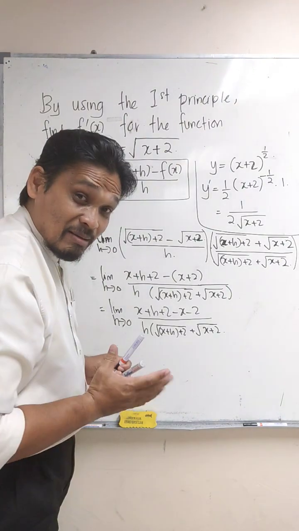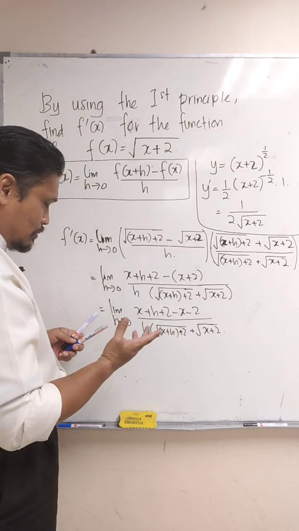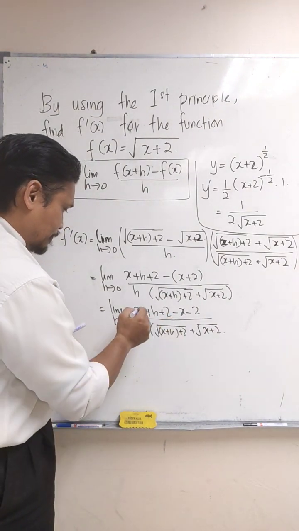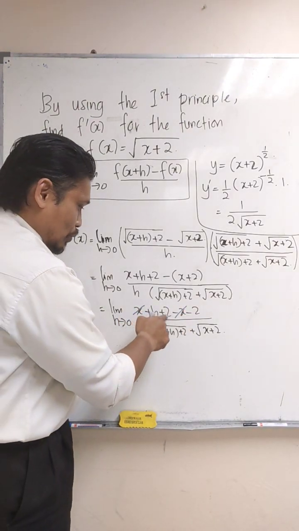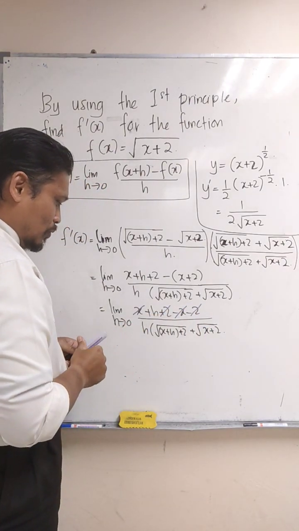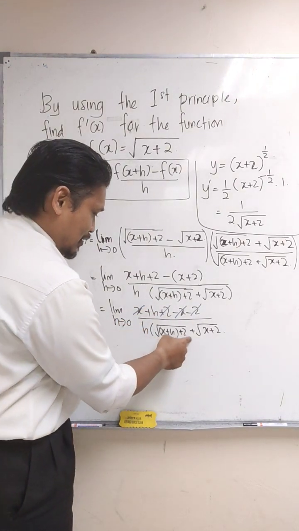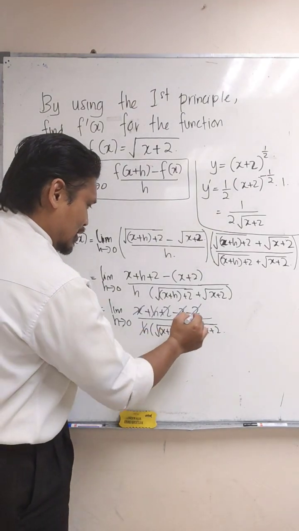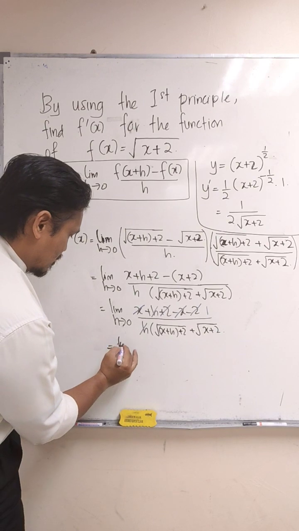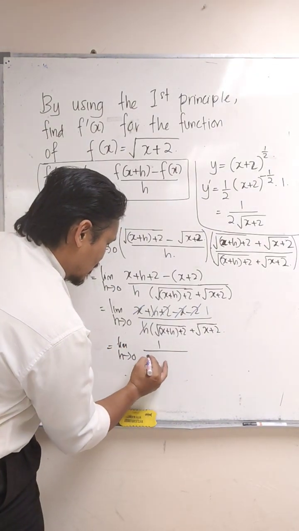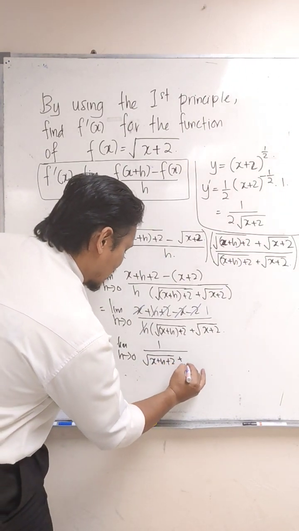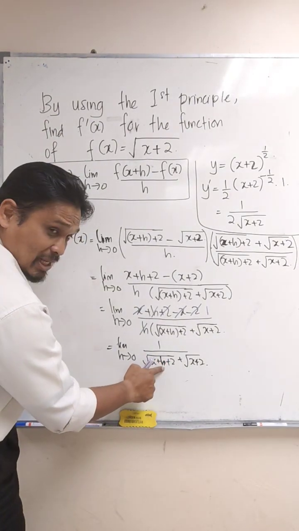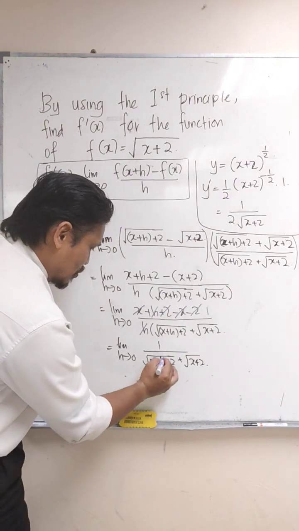So now, guys, girls, let's simplify this. We have two appearances of x, one positive and one negative, so x minus x cancels. What else? Yes, we have 2 minus 2. Now we have h divided by h, which equals 1. So then limit of h approaching 0, 1 divided by square root of x plus h plus 2 plus square root of x plus 2. We only have one h left here, so let's substitute h with 0.